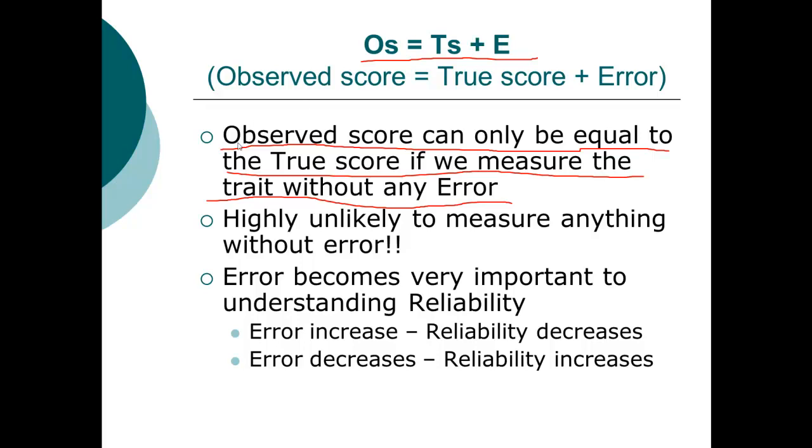And so it's pretty sure that our tests are not going to be perfect. But as this second bulleted point says, it's highly unlikely to measure anything without error. And so our observed scores will pretty much just be that.